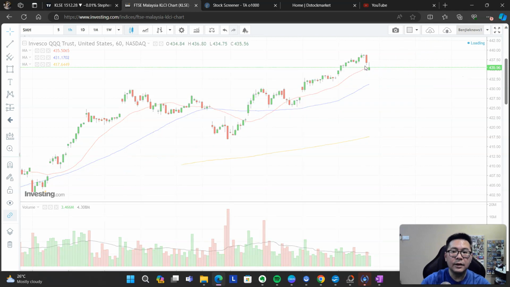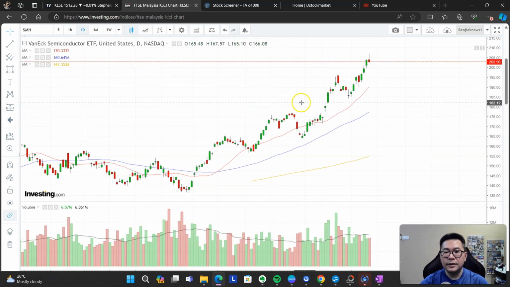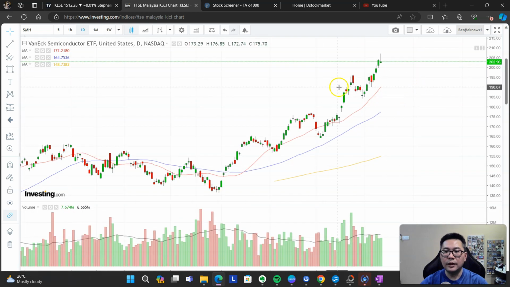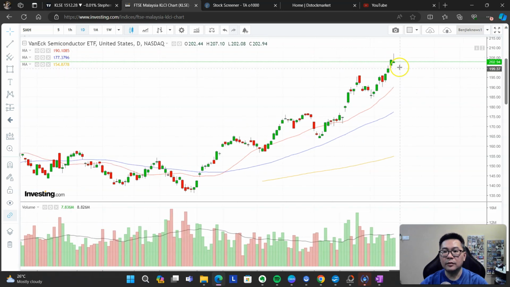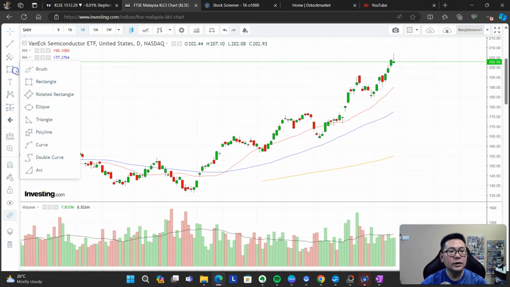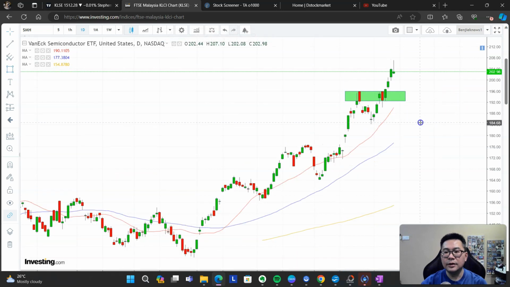What about the semis? Okay. Semis still very strong. There's a correction here, but it continues to move up. Some kind of topping tail, but I don't want to jump to conclusions yet because the rising 20 MA points to bullishness. The most recent support area is here.